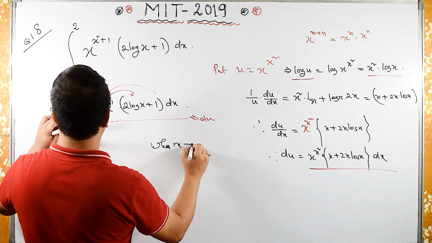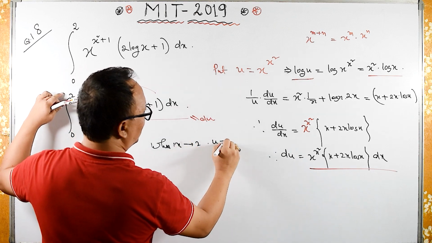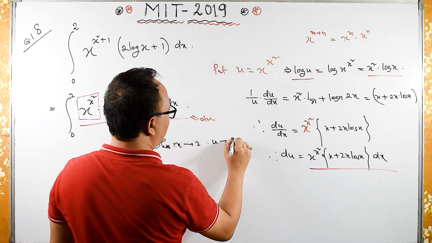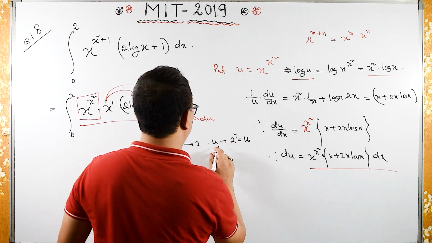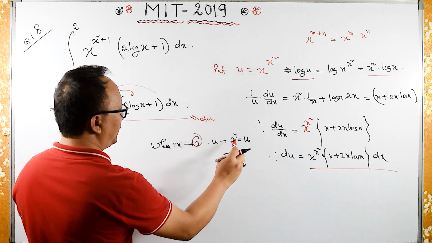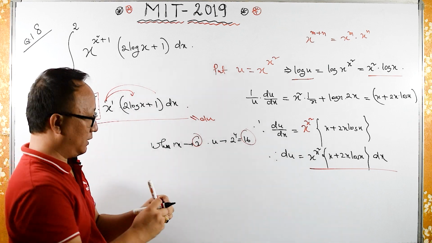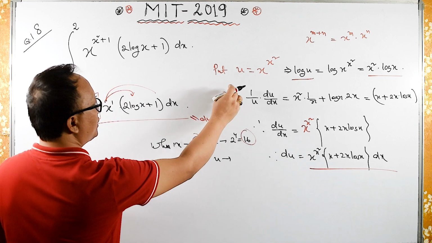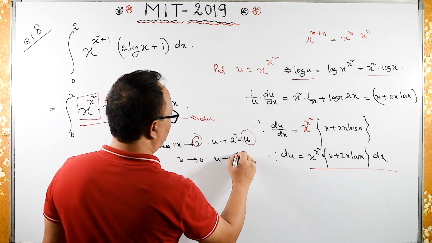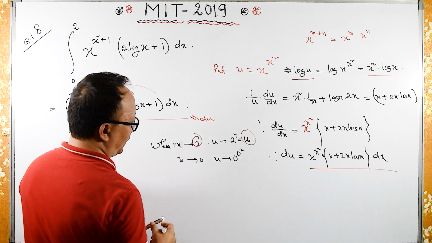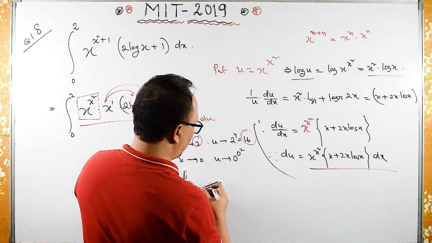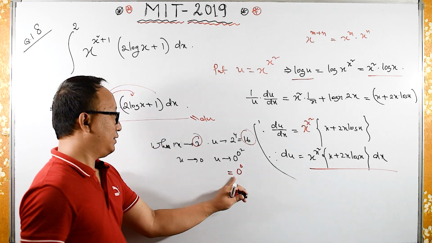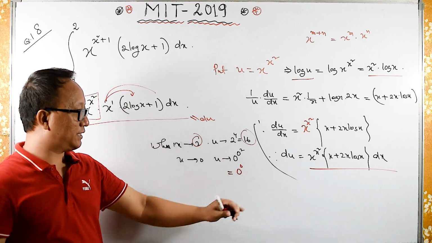When x tends to 2, what about u? When x tends to 2, 2 square is 4. So here 2 raised to 4 is 16. Therefore, when x tends to 2, then u tends to 16. What about when x tends to 0? What does u tend to? When x tends to 0, we have 0 and 0 square, so 0 into 0 square is 0. 0 raised to 0 is what? Let's see what this is.